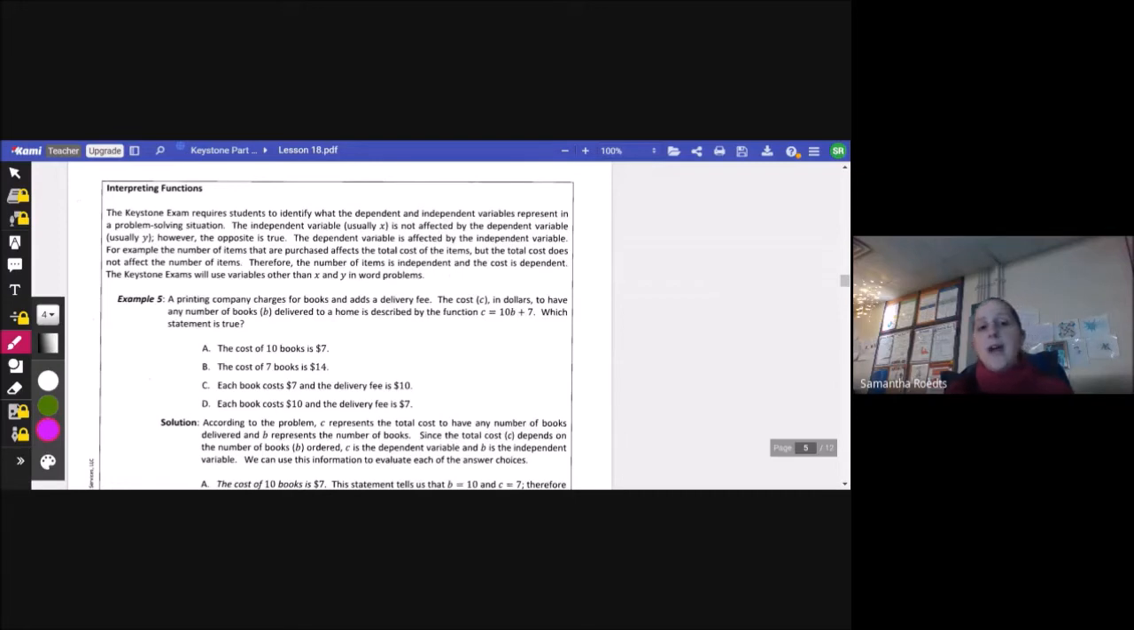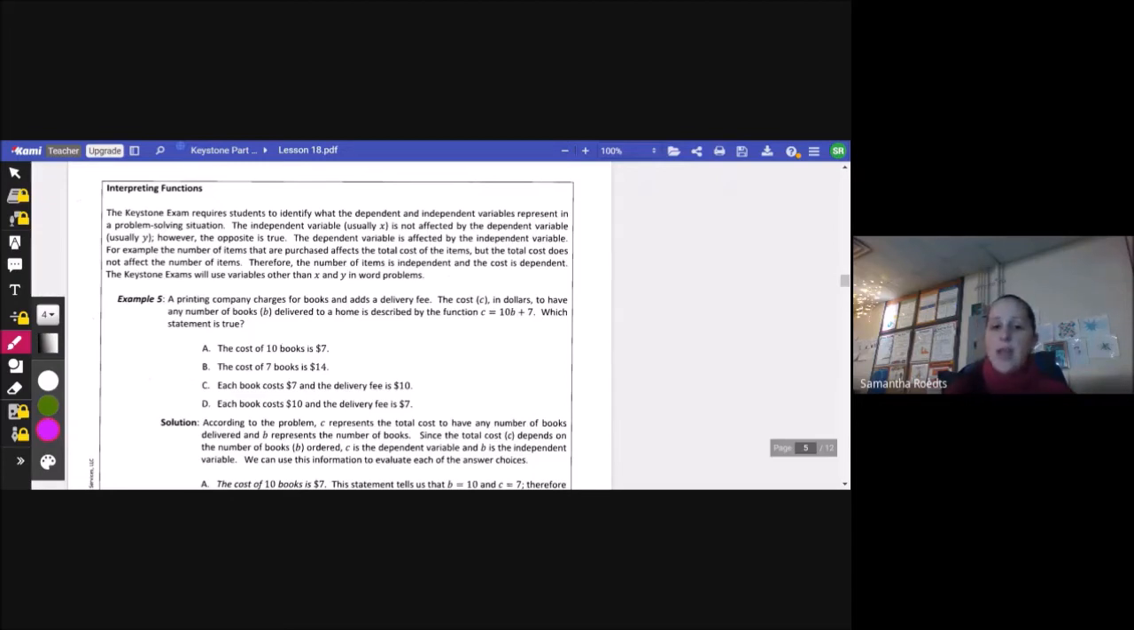So for example, the number of items that are purchased affects the total cost of the items, but the total cost does not affect the number of items. Therefore, the number of items is independent and the cost is dependent. The Keystone exam will use variables other than x and y in word problems, just so you're aware. So example 5, a printing company charges for books and adds a delivery fee. The cost C in dollars to have any number of books B delivered to a home is described by the function C equals 10B plus 7.